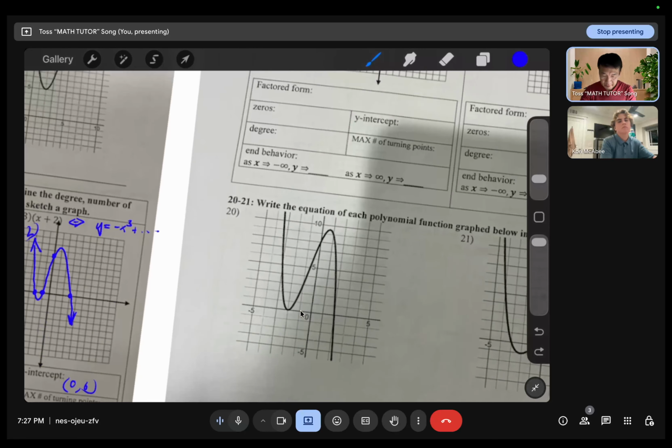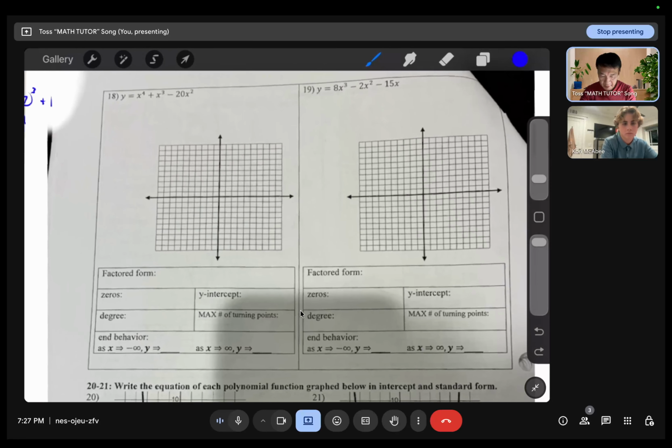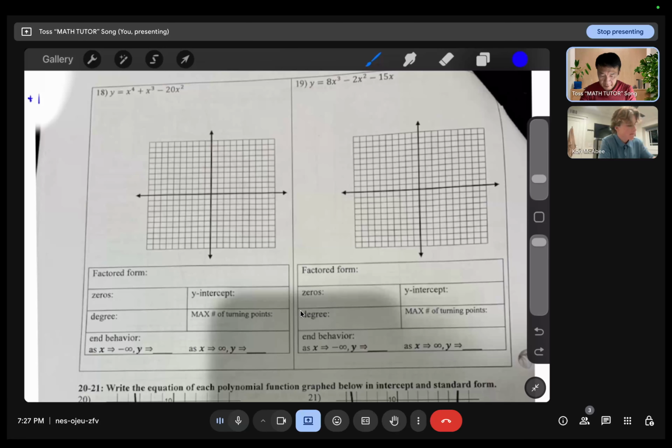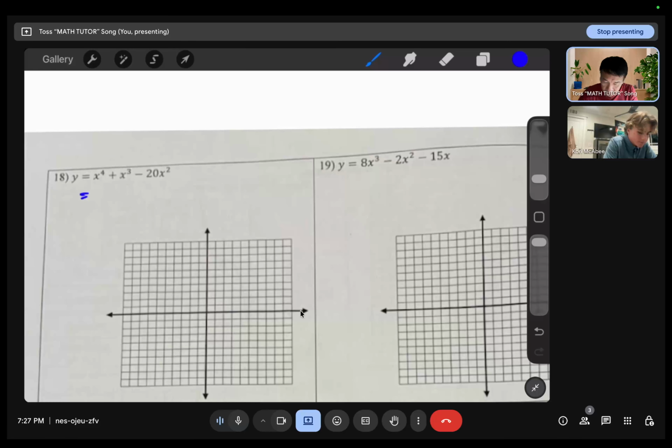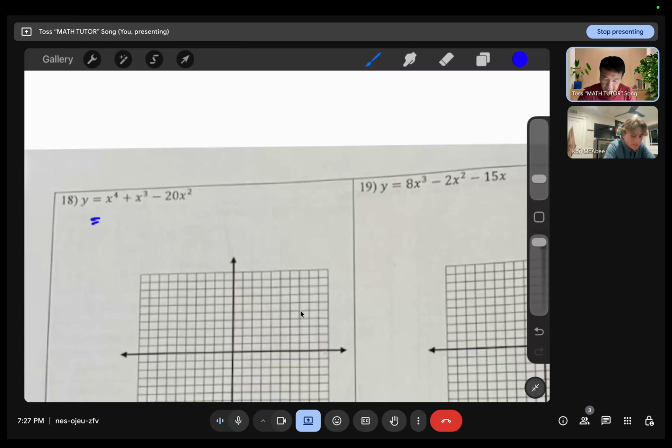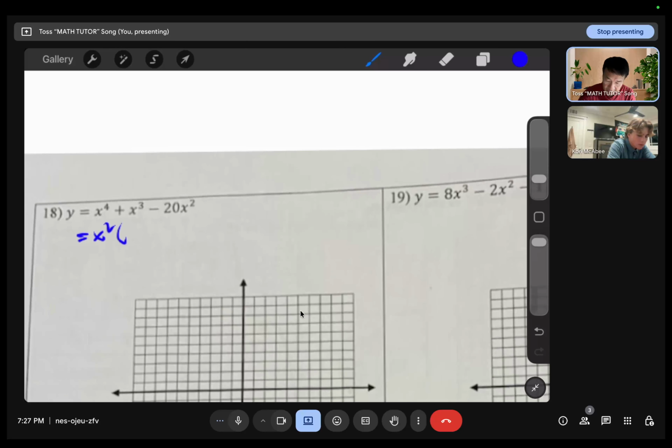So what is the instruction for 18? Oh, here. I see it's all on the bottom again. Factored form, 0. Okay, factored form. Let's factor this. So you have to do the GCF first, remember? So the GCF is x squared. Be neat about it, so factor out the x squared first, then we'll clean up the rest.